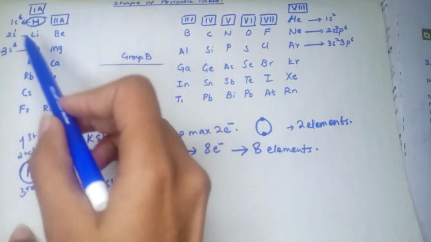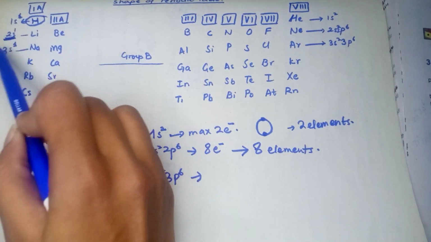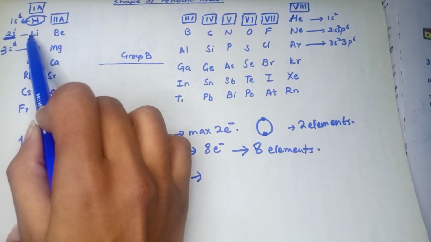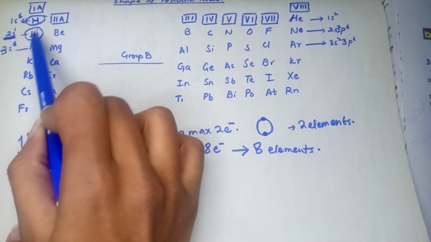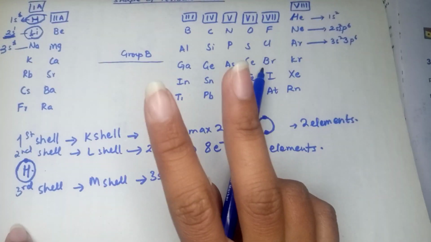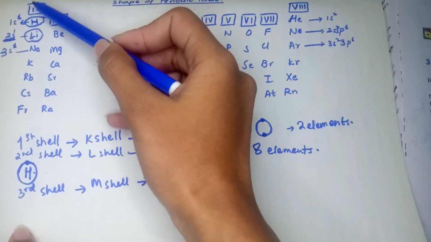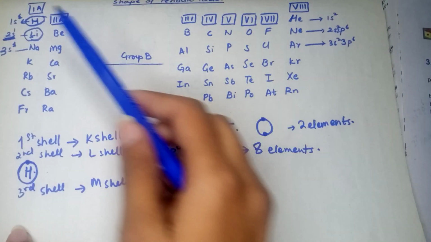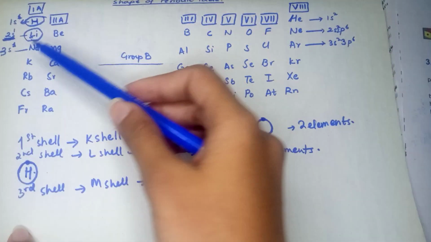Let us first discuss the second shell. The second shell starts from lithium. Lithium has one electron in its valence shell, because it is present in the first group. Then as we move along the period, what would happen?